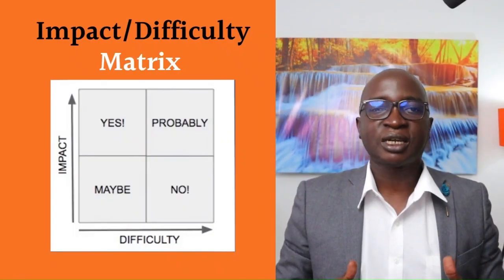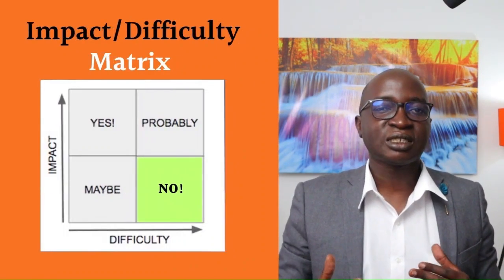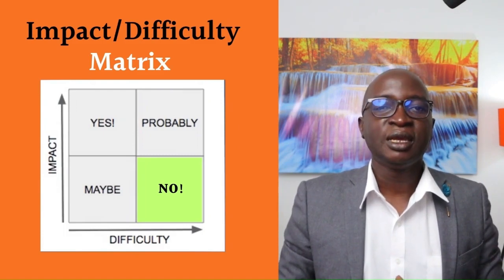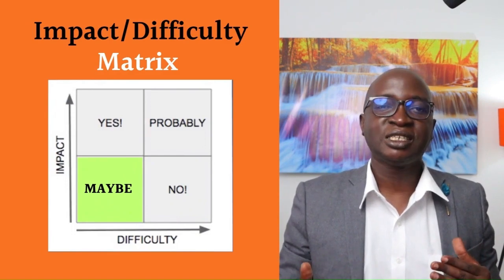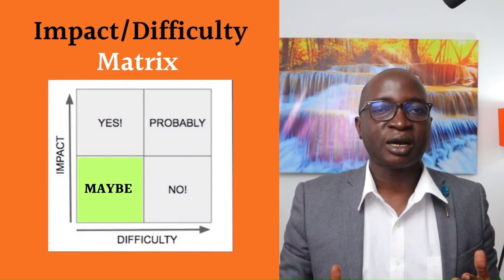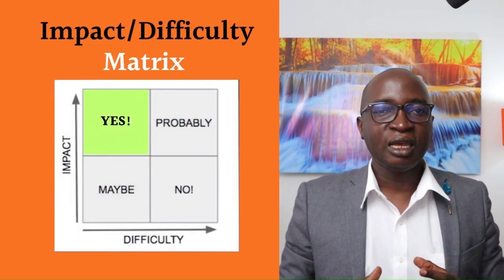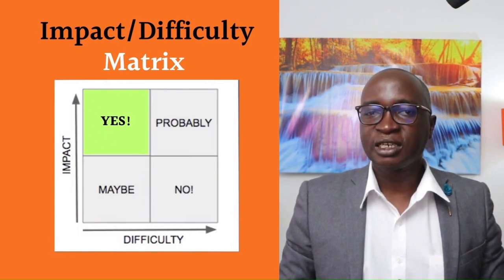Things that are low impact and high difficulty are rarely worth the time. These types of tasks should only be prioritized after everything else on your list, and maybe not at all. Things that are low impact and low difficulty are nice to have. These tasks should be completed after your high impact tasks, and perhaps you should consider delegating them. And finally, the high impact and low difficulty tasks are your quick wins. These you should definitely prioritize.